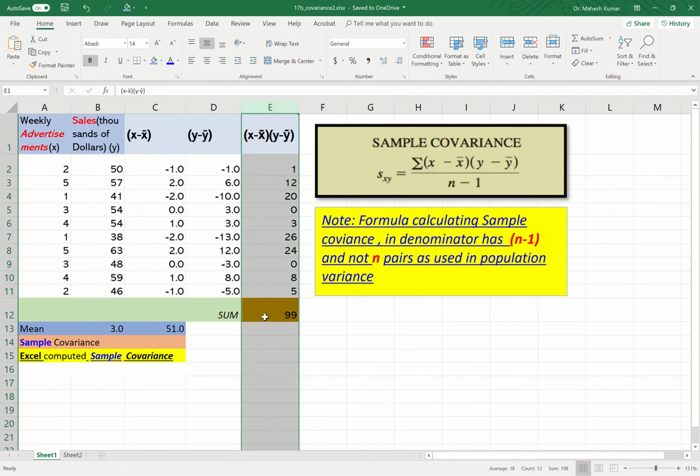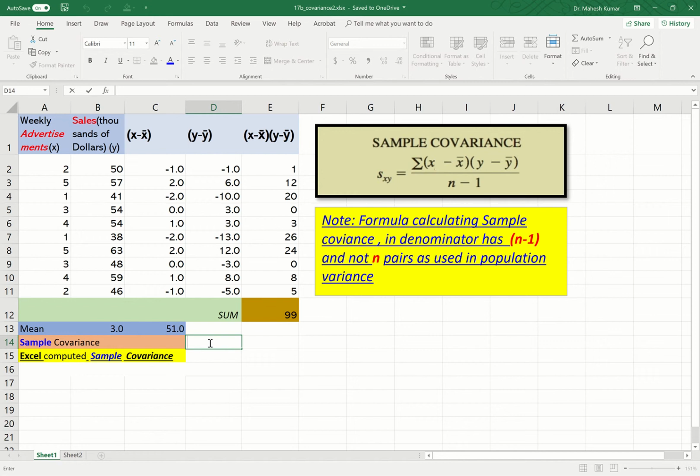Now after that we also did the sum of all the values from cell E2 to E11, which gave us the summation of x minus x bar into y minus y bar. So this 99 is the numerator of this formula, and the denominator is n minus 1. So since there are 10 pairs of observations, therefore the n minus 1 would be 9.